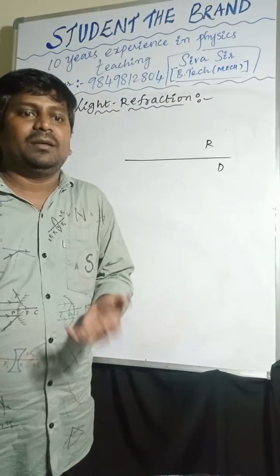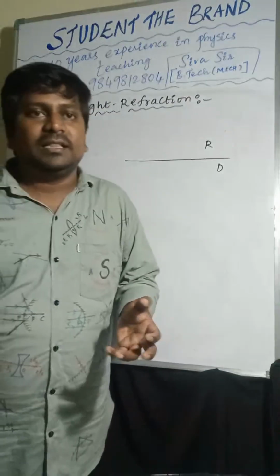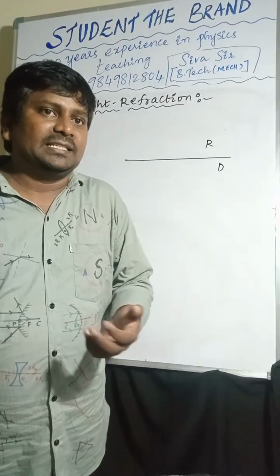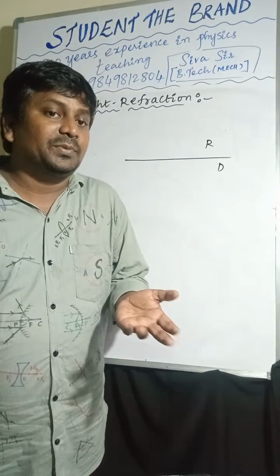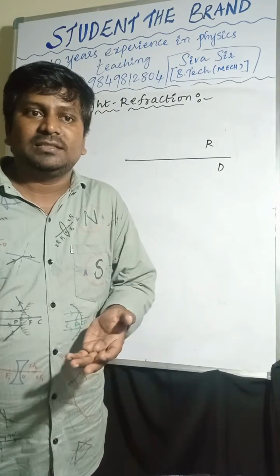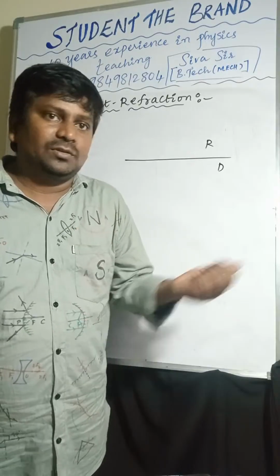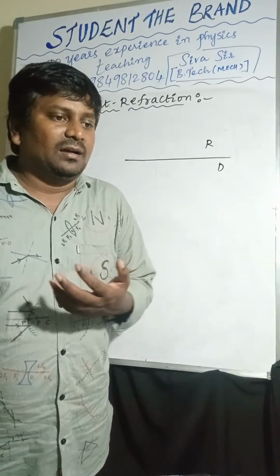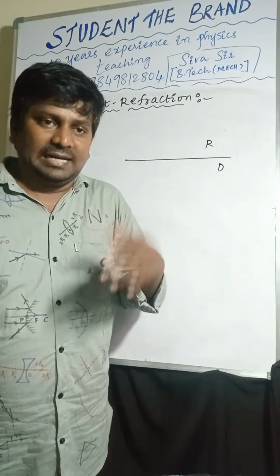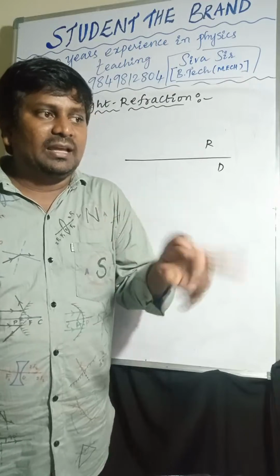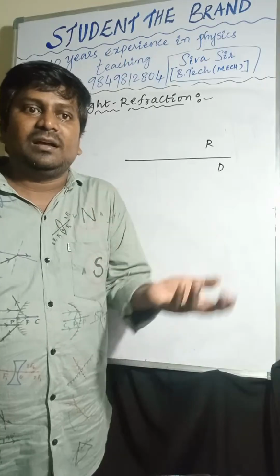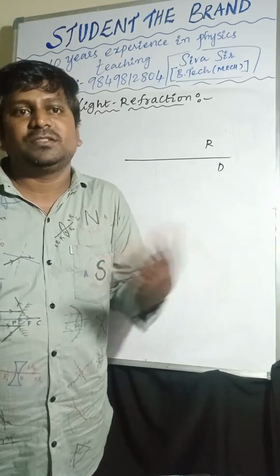So what is a rarer medium and a denser medium? A rarer medium is one in which the speed of light is more. The best example we can take is air. In a denser medium, the speed of light is less, and water also we can say. If you compare air and water, air is the rarer medium. If you compare water and glass, water is the rarer medium. If you take some other substance, it depends.